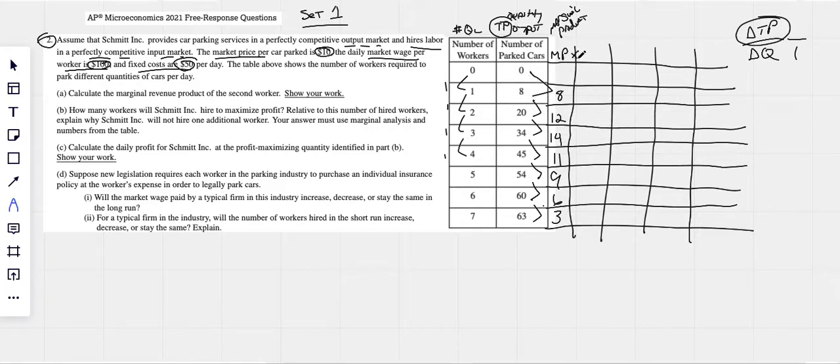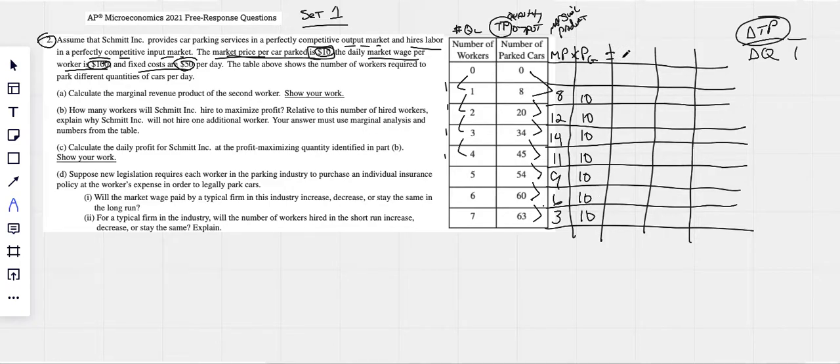We're going to take that marginal product and multiply it by the price of the good, right? And that is given to us right here. The market price per car parked is $10. So that's $10 all the way down.